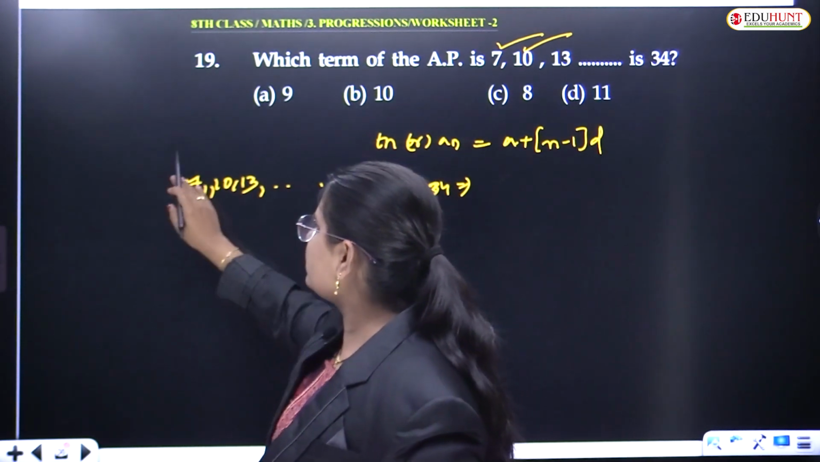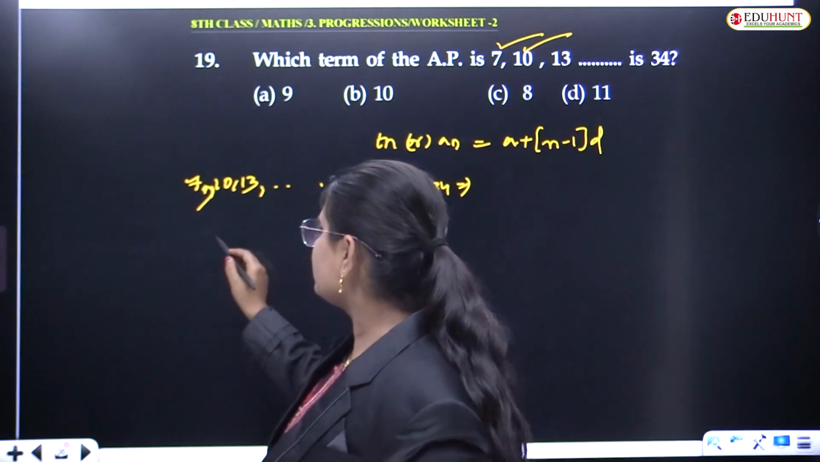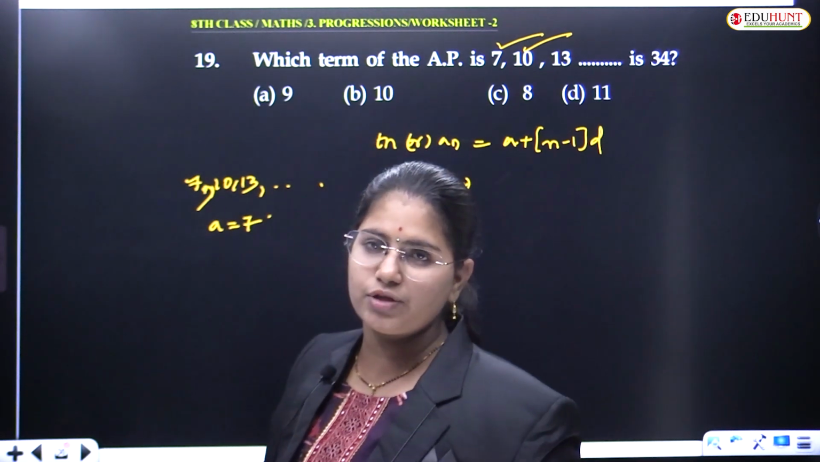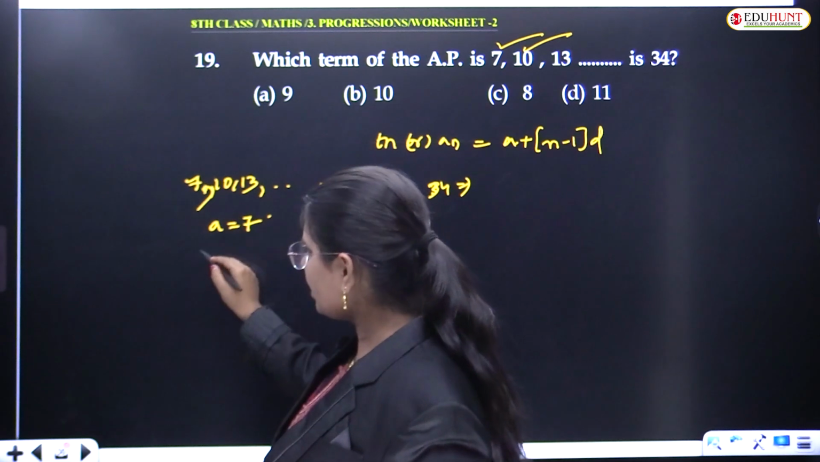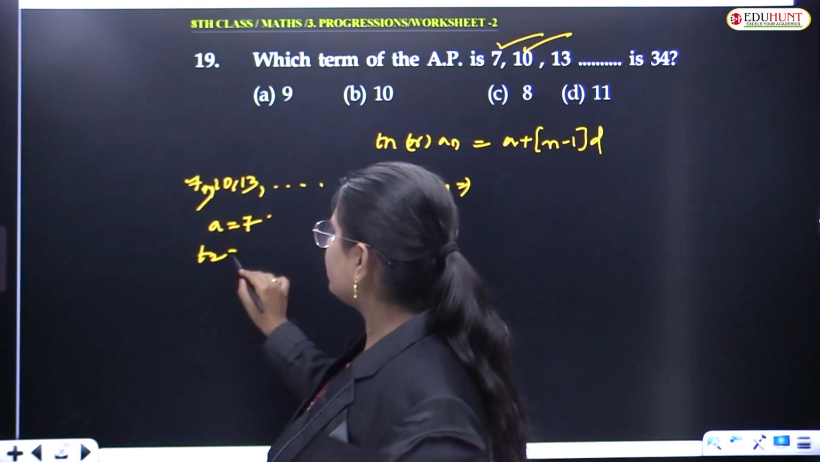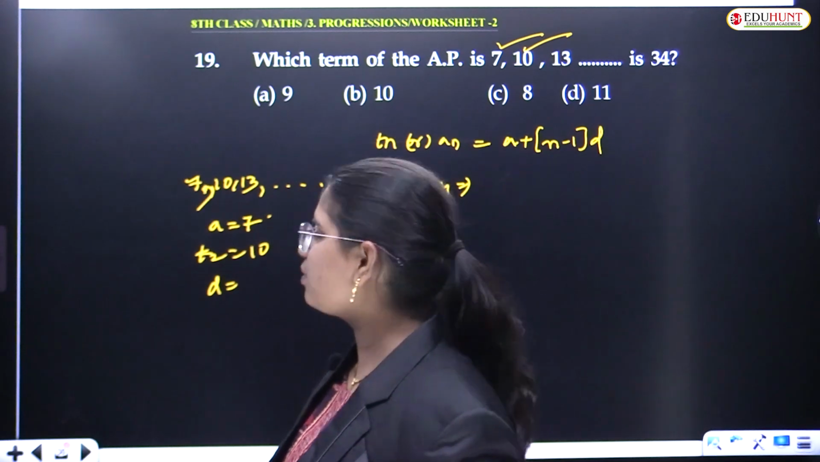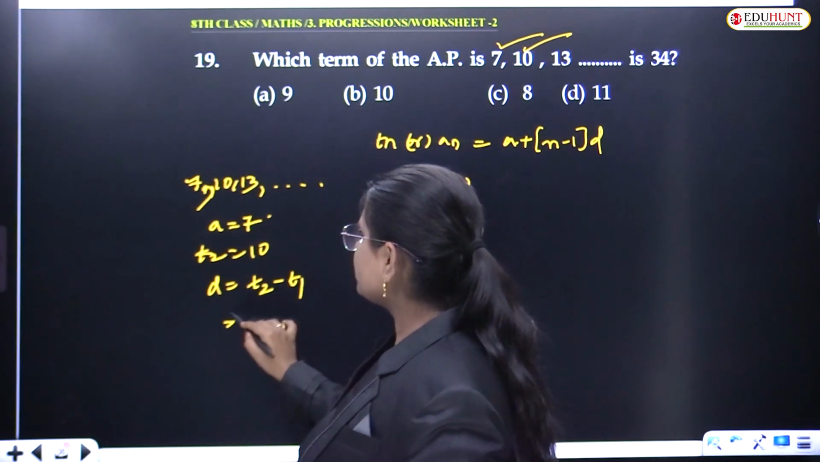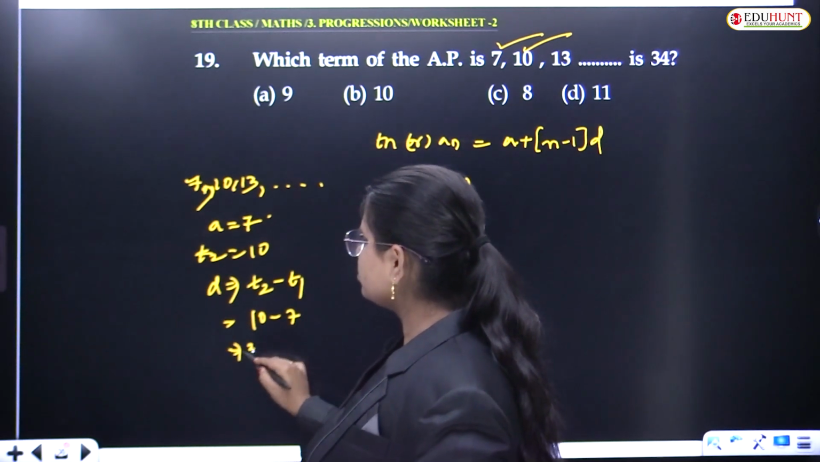First of all, tell me whether this is forming an AP or not. Yes, the first term, always represented with a small letter A, is equal to 7. T2 is equal to 10. And what is the constant common difference? D is expressed as T2 minus T1. So what is T2 here? 10 minus 7, which is equal to 3.